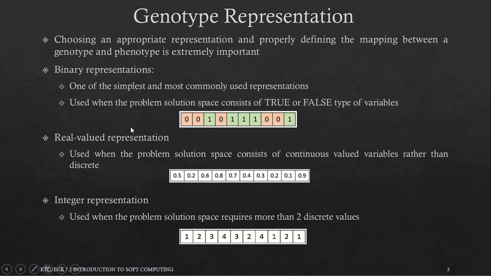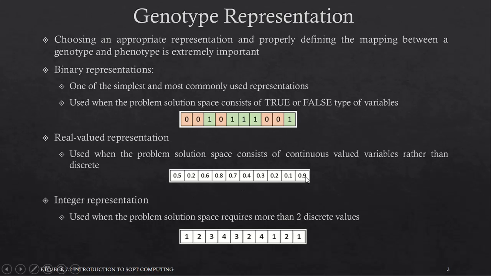The next genotype representation is the real valued representation. When the problem solution space consists of continuous valued variables rather than discrete, the choice of real valued representation is natural. The preciseness of floating point numbers is limited by the computer. In such a case, a chromosome may look like this.